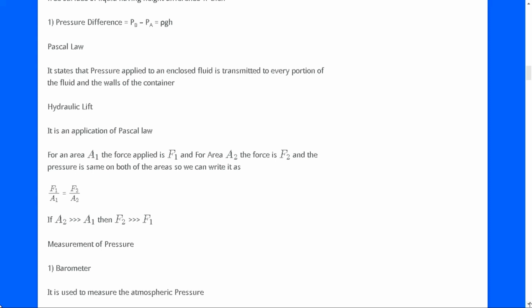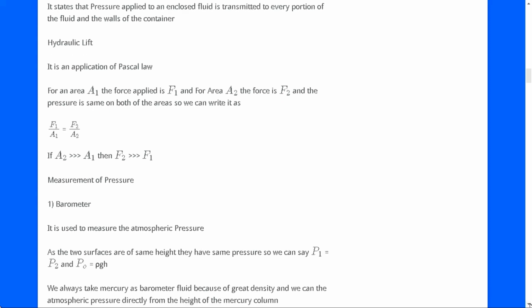Now we will see how we measure the pressure. We have two devices, the barometer and the manometer. Barometer is used to measure the atmospheric pressure. As we know, the pressure at the same height of two surfaces will be the same. So we can say that P1 and P2 are equal. P1 is the atmospheric pressure and P2 is the pressure exerted at the bottom of the container by the liquid. So we can say P0 is equal to rho GH.